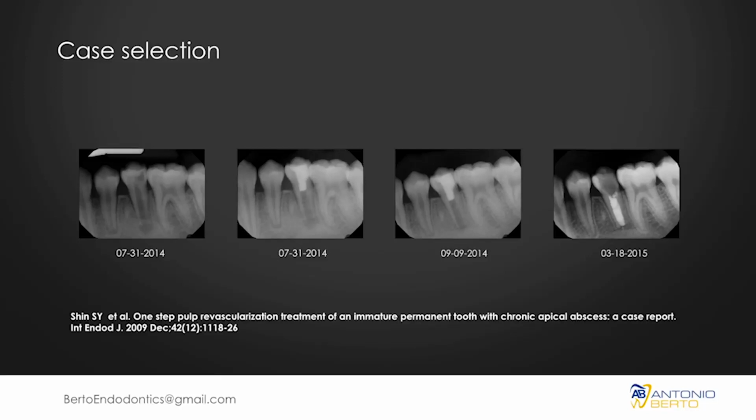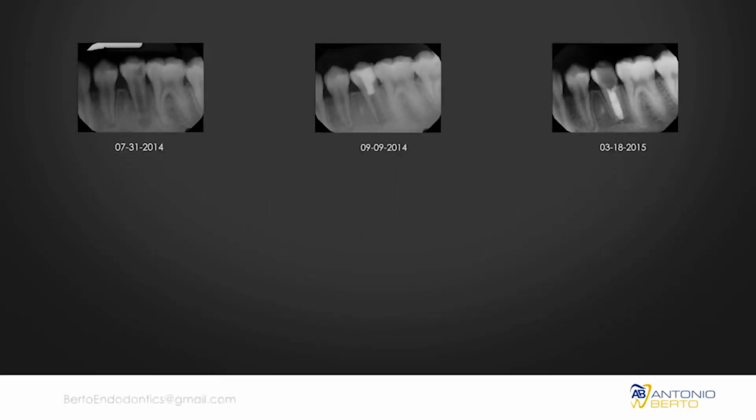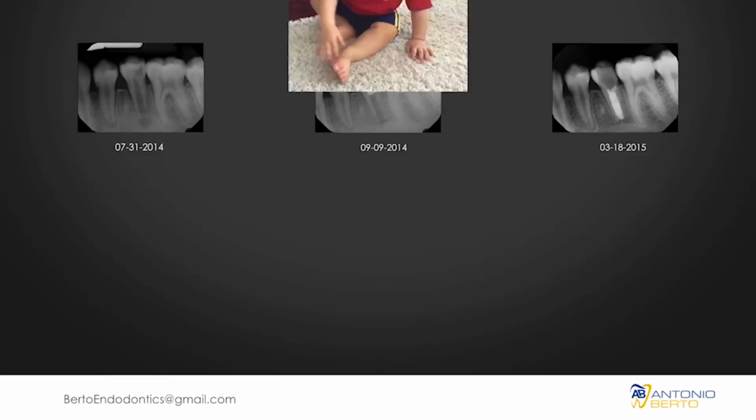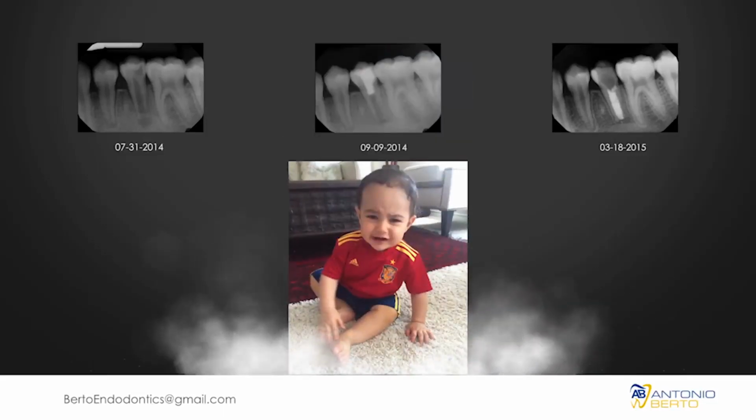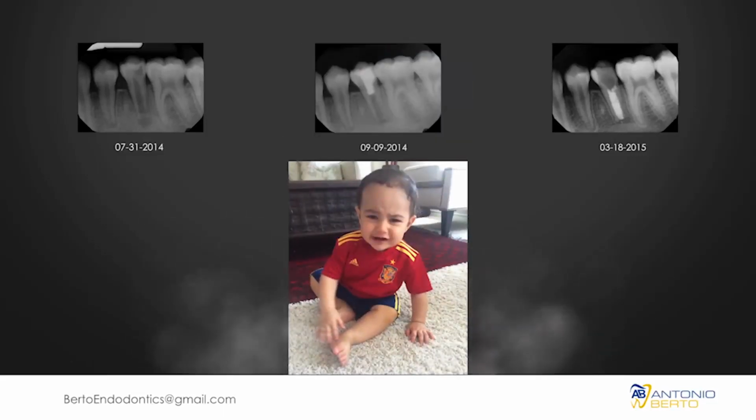So when we see this case, we have the pre-op and a 3 months follow-up where things have healed really good, and then we see the 6 months follow-up. My face was as sad as my kid watching the last World Cup where Spain didn't win a single game.